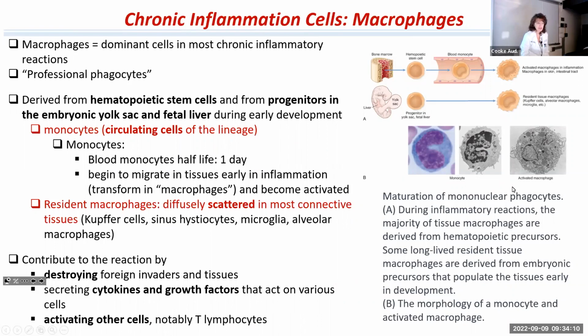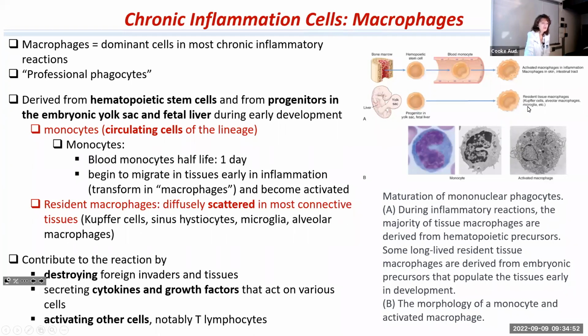Let's talk about macrophages now. Macrophages will be the dominant cells in most chronic inflammatory reactions. These are the professional phagocytes. They are derived from hematopoietic stem cells and from progenitors in the embryonic yolk sac and fetal liver during early development. So they exist as monocytes. These are the circulating cells of the lineage, which have a half-life of about 1 day, and they begin to migrate into tissue in early inflammation, transforming into macrophages, and at that time they become activated. And there are also resident macrophages, which are diffusely scattered in most connective tissue. And you know them by different names according to the tissue.